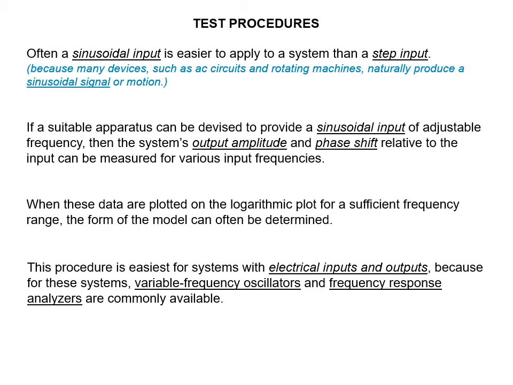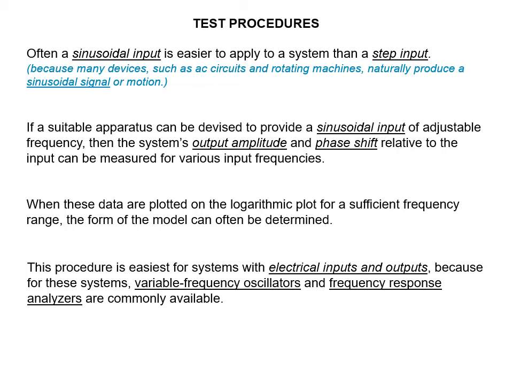Now, as we're talking about experimental data, the next thing that comes up is actual physical lab testing and some of these test procedures. Depending on what circuit we're dealing with or what system we're working on, it's often the case that a sinusoidal input is going to be a lot easier to apply to a system than a step input. Many devices, AC circuits, and rotating machines naturally produce a sinusoidal signal or motion. This is the reason why using a sinusoidal input with these systems is a lot easier than trying to bring in a step input.